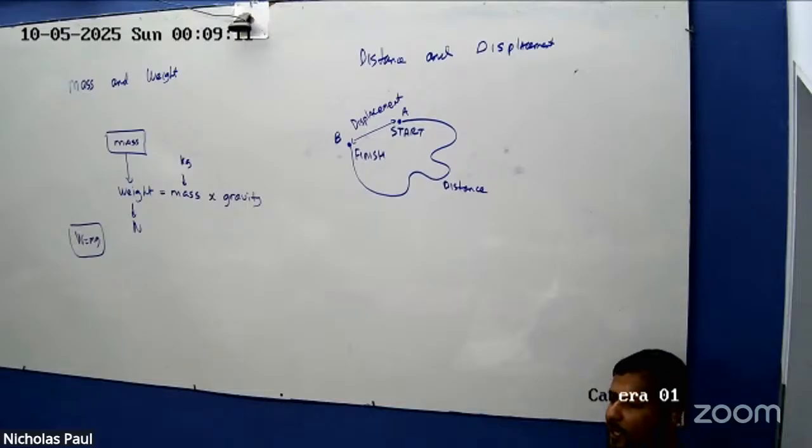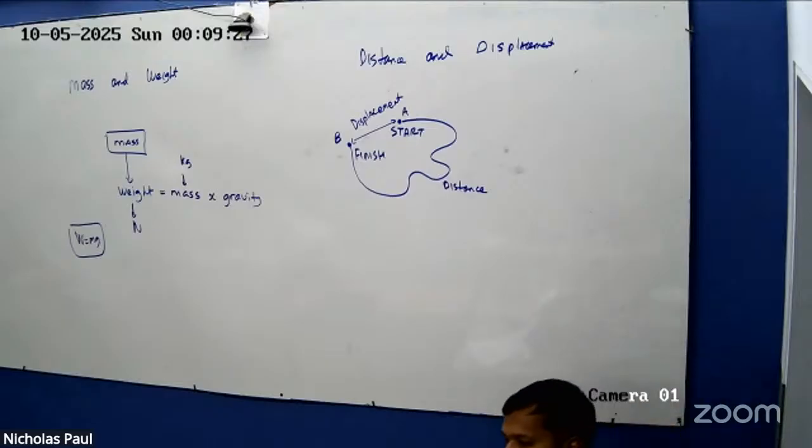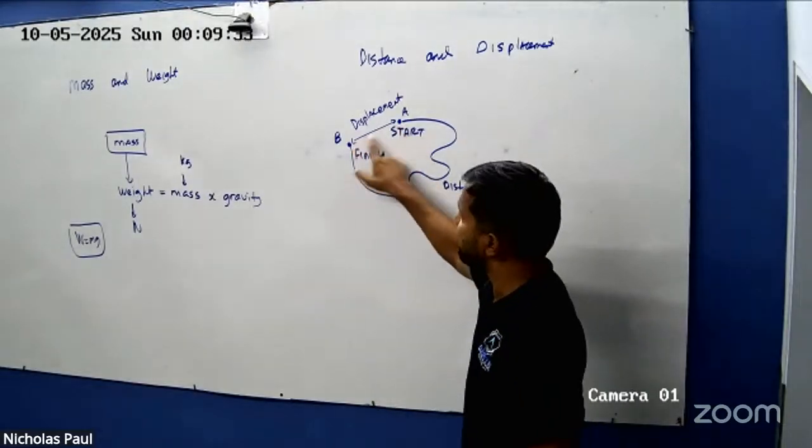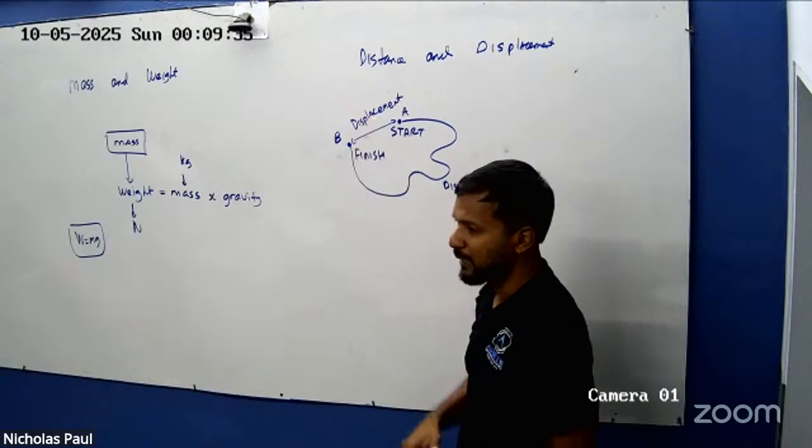What do you think displacement is? Displacement is the straight line distance from start to finish. Notice, straight line distance from start to finish is displacement.